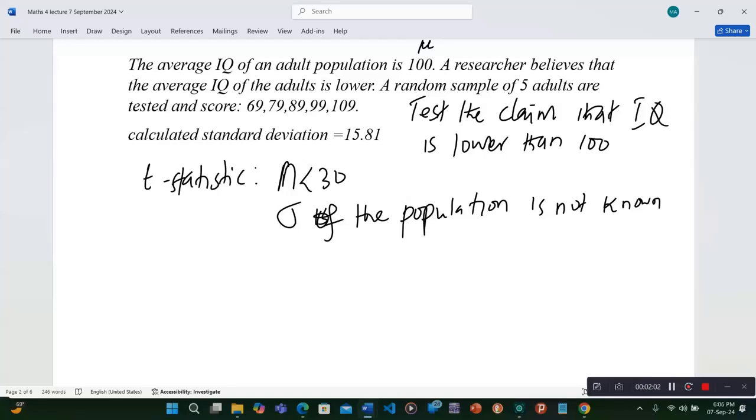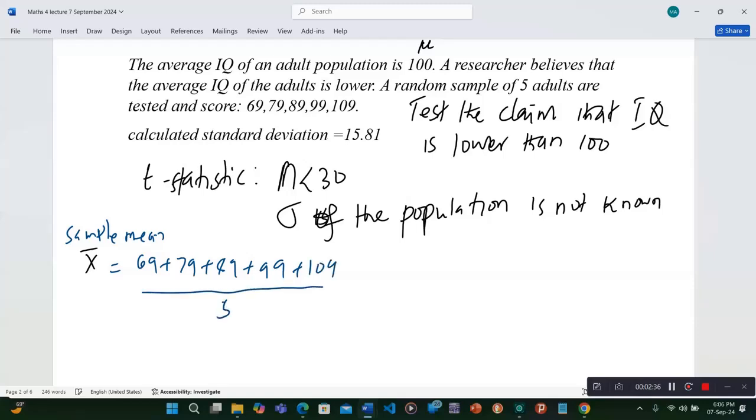You need to first determine, for example, the mean, and after determining the mean, you go ahead and get the standard deviation of this sample. If you are unable to do that, let me help you. The sample mean, which is x bar, is equal to 69 plus 79 plus 89 plus 99 plus 109. Then I divide everything by 5. The average is equal to 89.